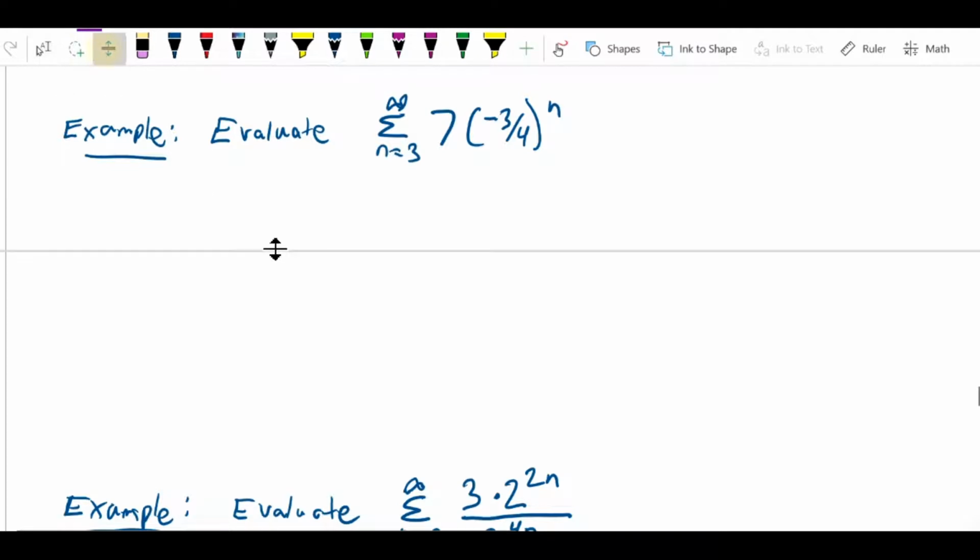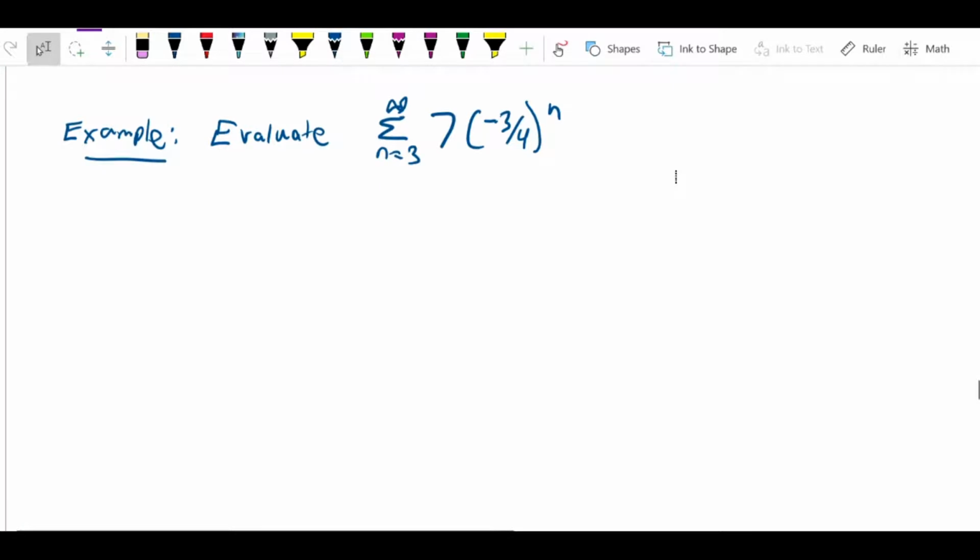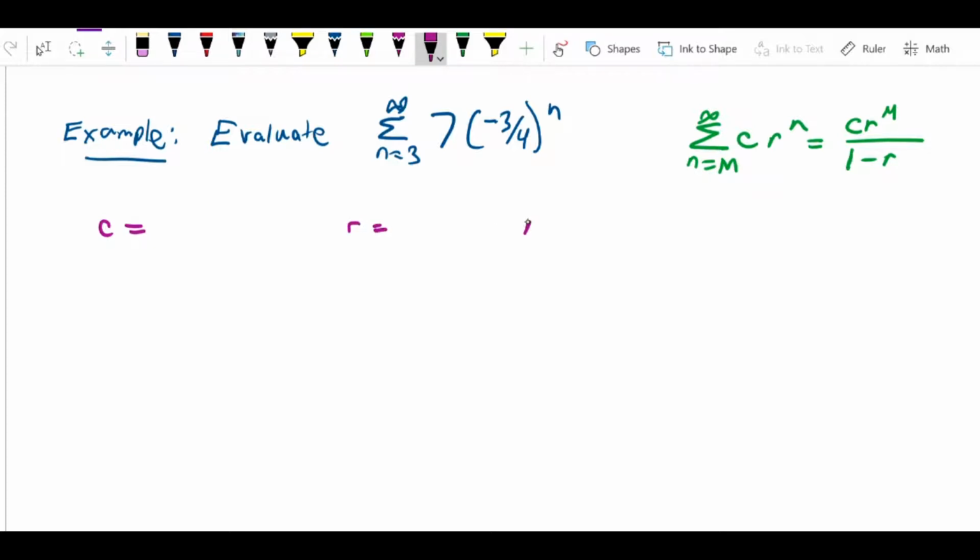Got another example here. We want to find the sum from n equals 3 to infinity of 7 times -3/4 to the n. So recall that the expanded version of the formula was the sum from n equals m to infinity of c r to the n is equal to c r to the m over 1 minus r. So what we have to do here is just identify c, r, and m, and in general that's going to be the case. For any geometric series, to find its sum you want to be able to write what c, r, and m are equal to.